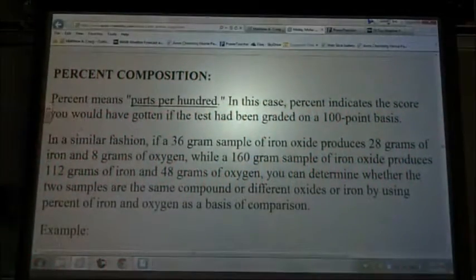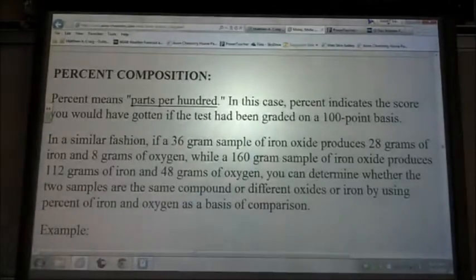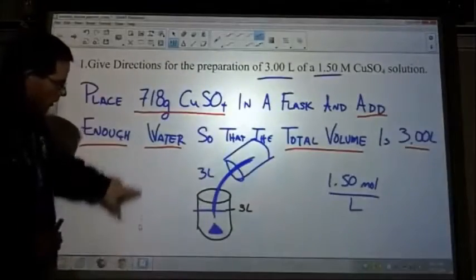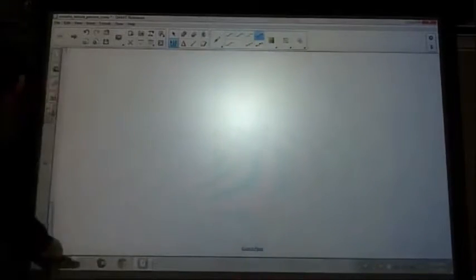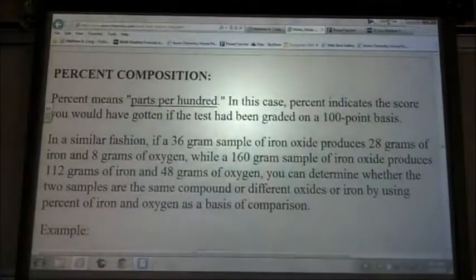Percent composition. That's the last thing we're going to talk about. And this might take about 3 or 4 minutes to deal with. Okay. Percent composition deals with how many parts per 100. I think we've all done something with percents.